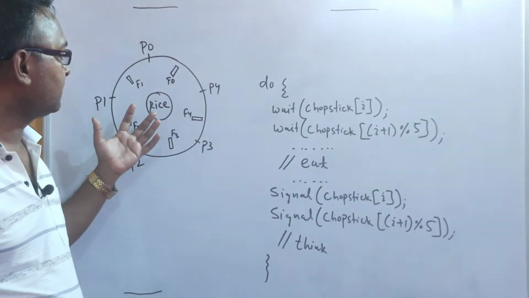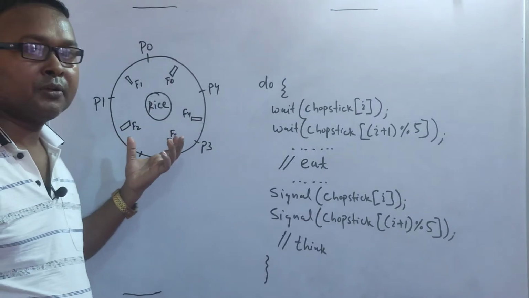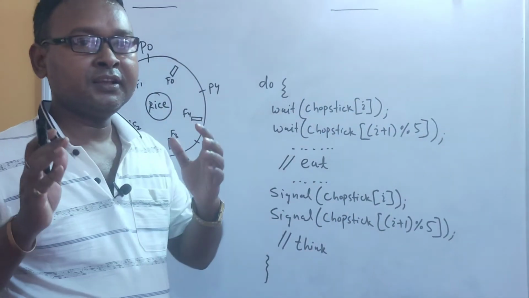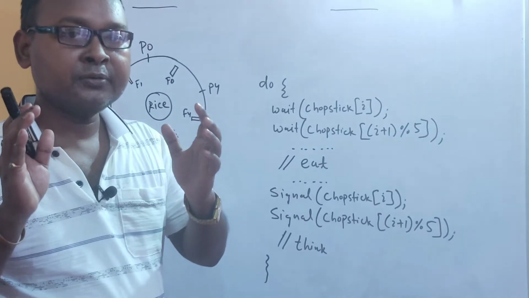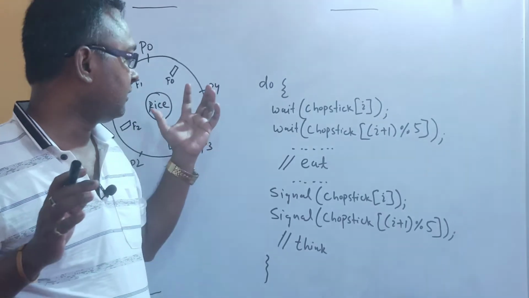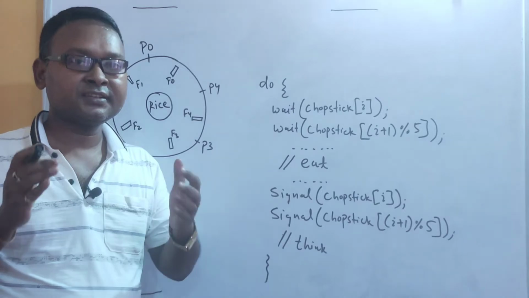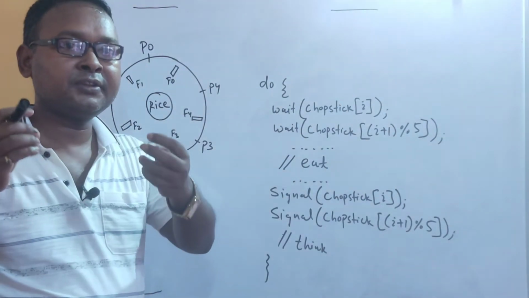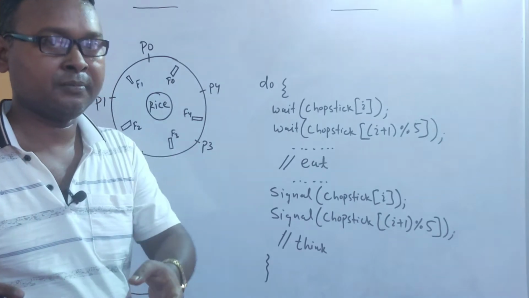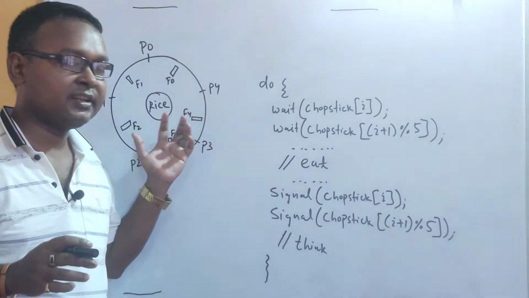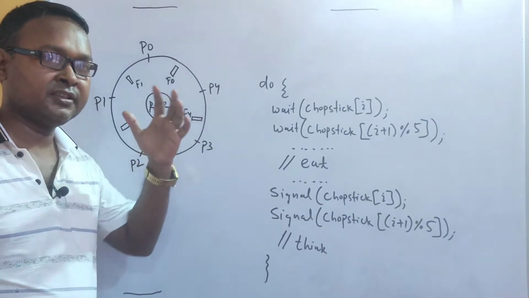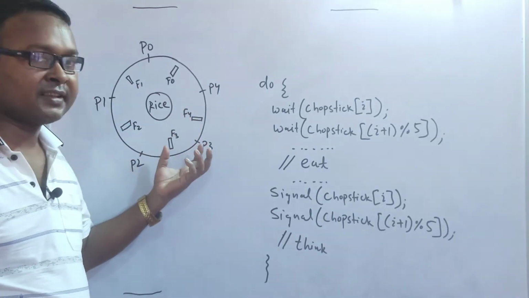Okay, so this particular problem, dining philosopher's problem, is only mentioned to make you understand how the synchronization problem in your operating system is getting solved. Okay, so synchronization, there are a lot of synchronization problems in your operating system. Okay, synchronization problem means to access the resource.